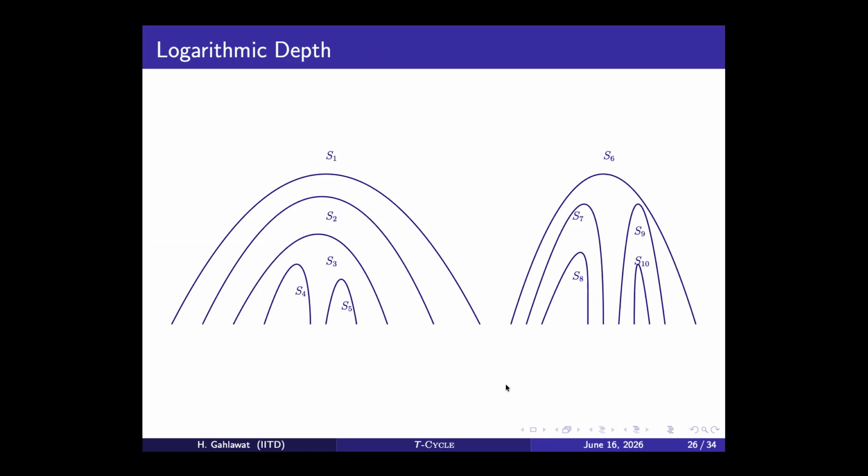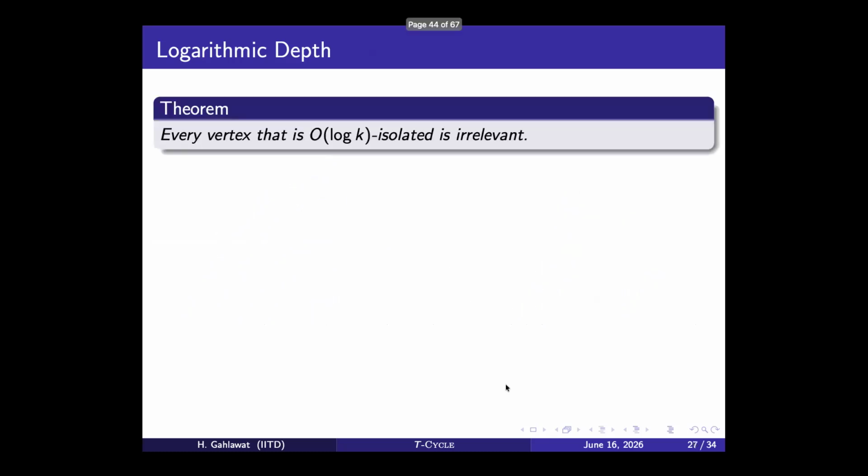So all of these cycles were a waste. I don't need these vertices, and hence we can delete them. And this is the core observation, or core theorem: every vertex that is log k isolated, where a vertex being isolated means that it is separated by log k many cycles from any of the terminals. So if all of my terminals are log k many cycles away, this innermost vertex is irrelevant, and you delete it.